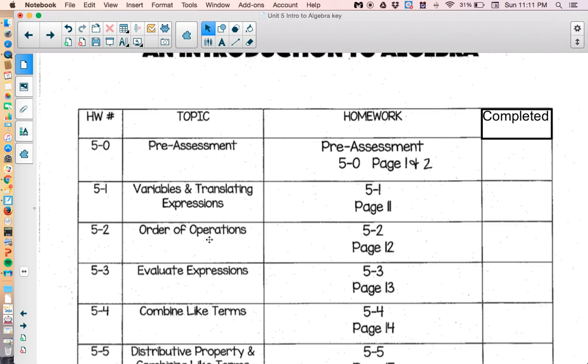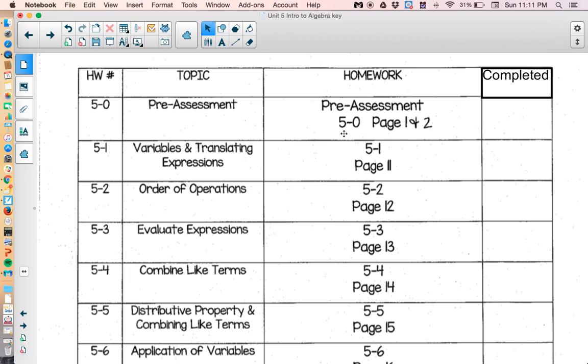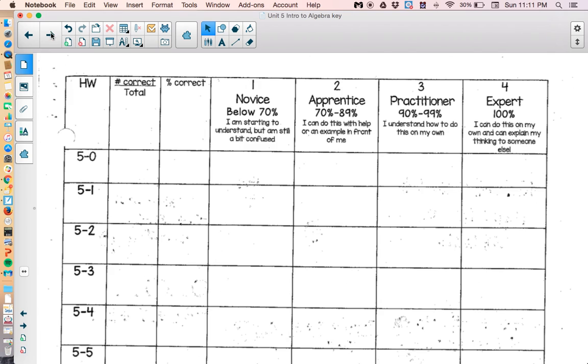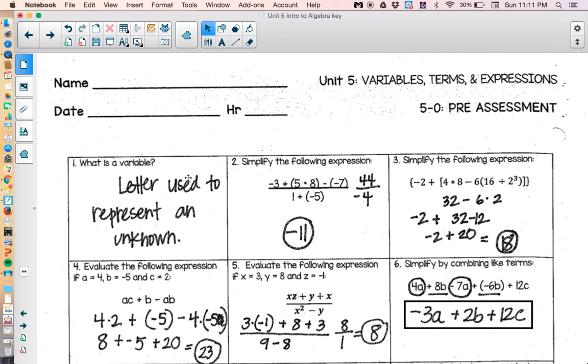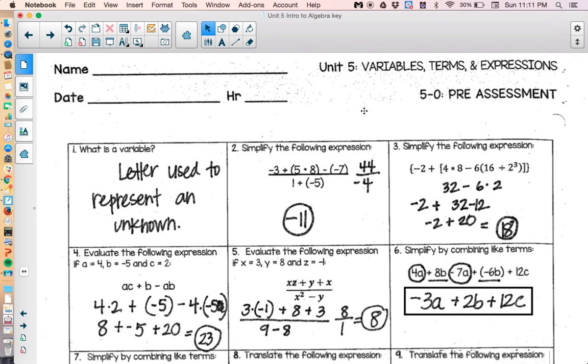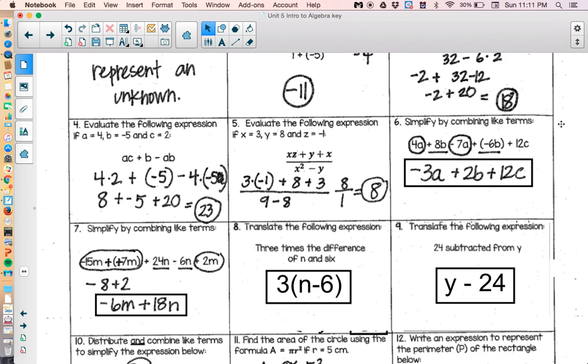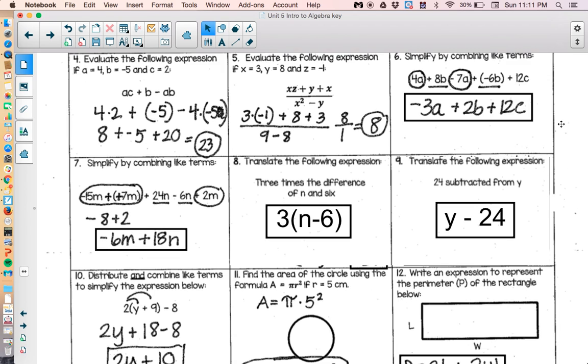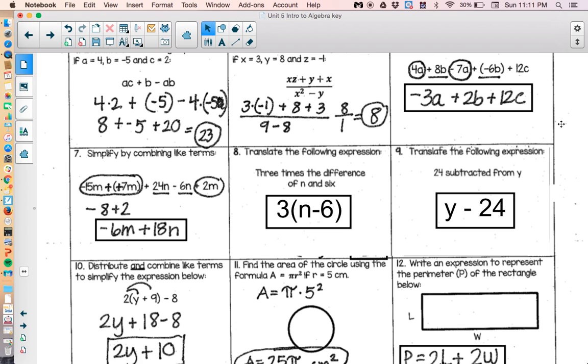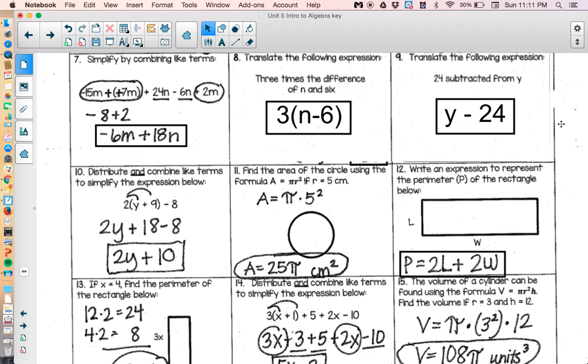In this unit, remember we've got a pre-assessment that you should have already completed, and today we're going to be talking about variables and translating expressions. So please correct your pretest if you haven't already. You can pause the video and correct it as you go, or you can still correct it with the answer key in the back of the room.